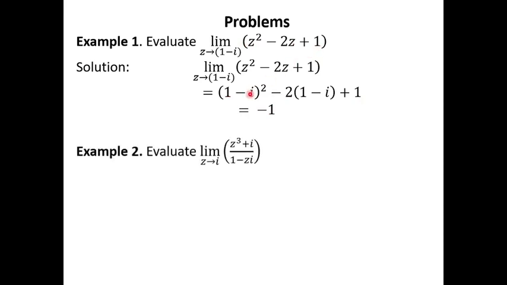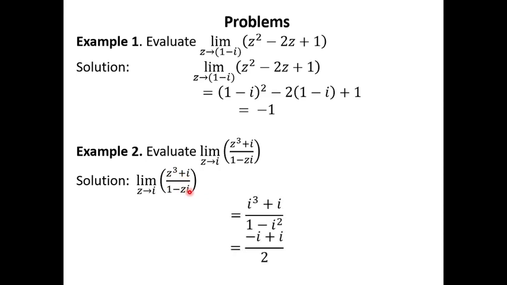Now we move on to the next problem. Evaluate limit Z tends to i of Z cube plus i whole divided by 1 minus Zi. Consider the limiting function. Now here Z approaches i value, therefore we can substitute Z is equal to i. That is i cube plus i over 1 minus i into i.